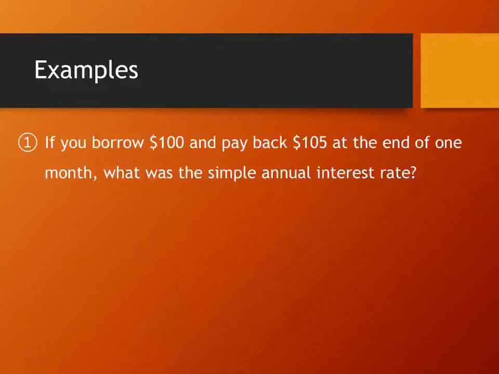It says that you're going to borrow some money. So you borrow $100 and you pay back $105 at the end of the month. What was the simple annual interest rate? Okay, so that's why you have a list on the previous page of some of the basic formulas we're going to be using. So what is the simple interest formula that you see on the first page? What's it say? Good. It's I equals PRT.